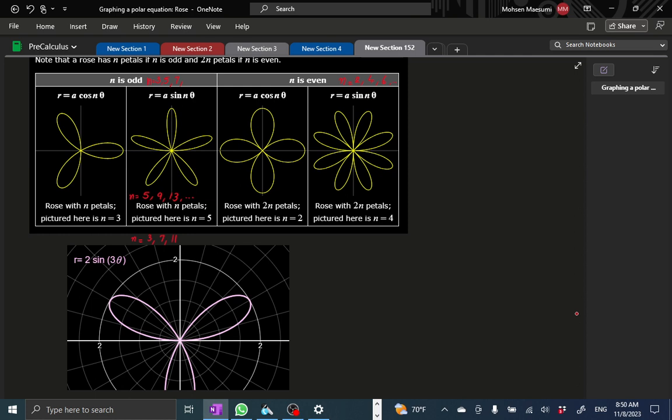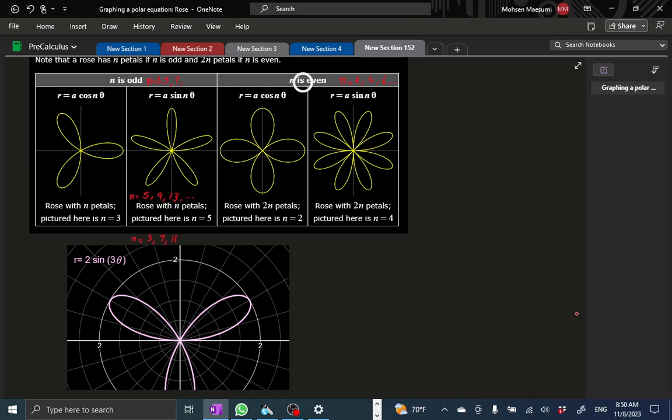Next question is, how many petals is it going to have? Well, we have 2 situations. If n is odd, for example 3, then the number of petals is exactly that number. So 3 theta, 5 theta, 7 theta, we are going to see 3, 5, or 7 petals for the rose.